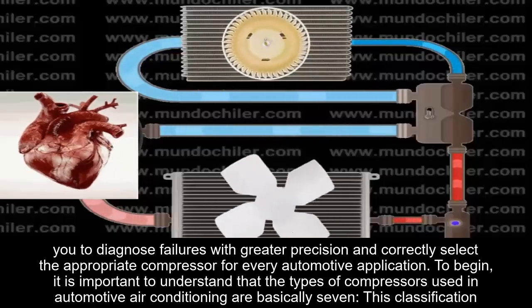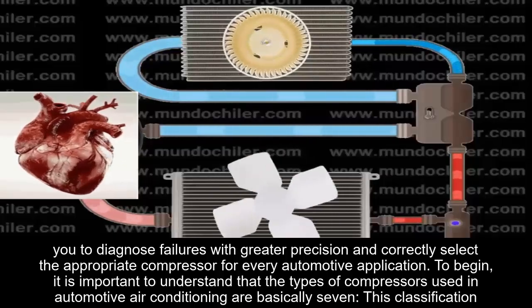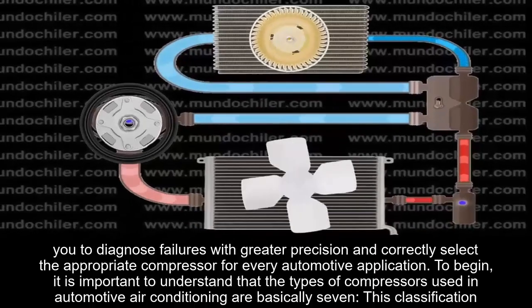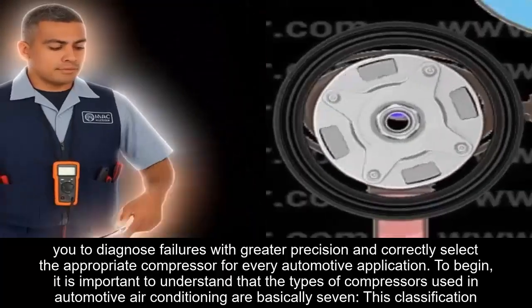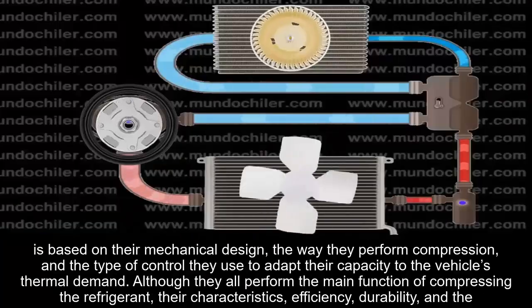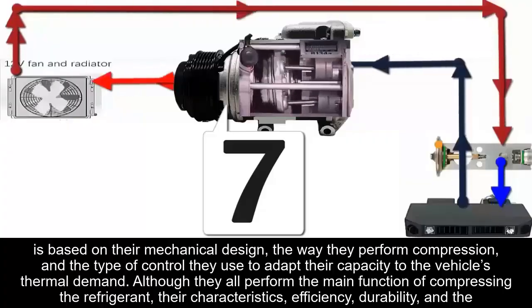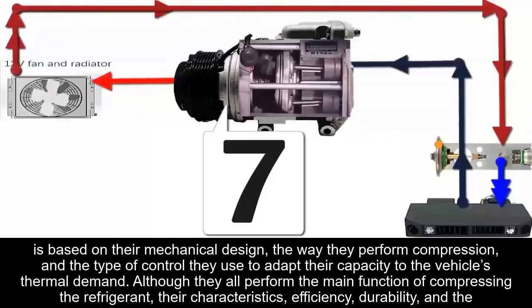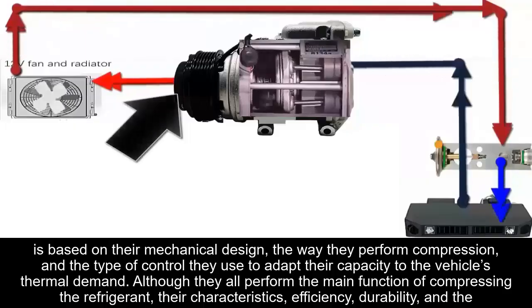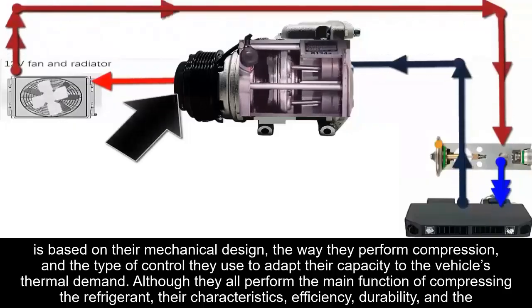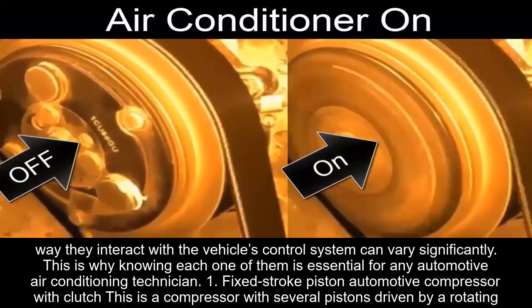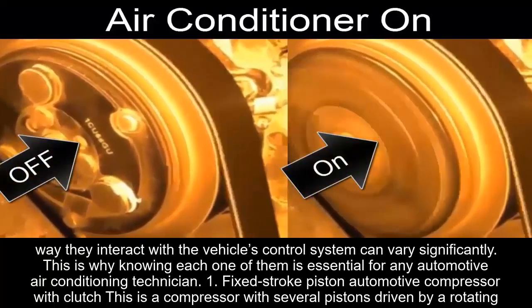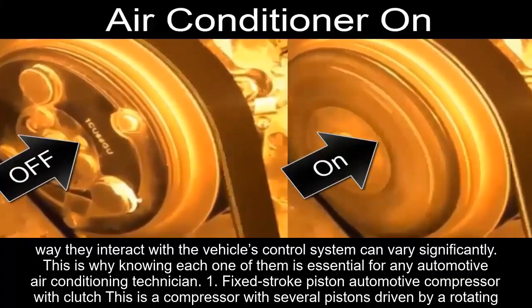To begin, it is important to understand that the types of compressors used in automotive air conditioning are basically 7. This classification is based on their mechanical design, the way they perform compression, and the type of control they use to adapt their capacity to the vehicle's thermal demand. Although they all perform the main function of compressing the refrigerant, their characteristics, efficiency, durability, and the way they interact with the vehicle's control system can vary significantly. This is why knowing each one of them is essential for any automotive air conditioning technician.